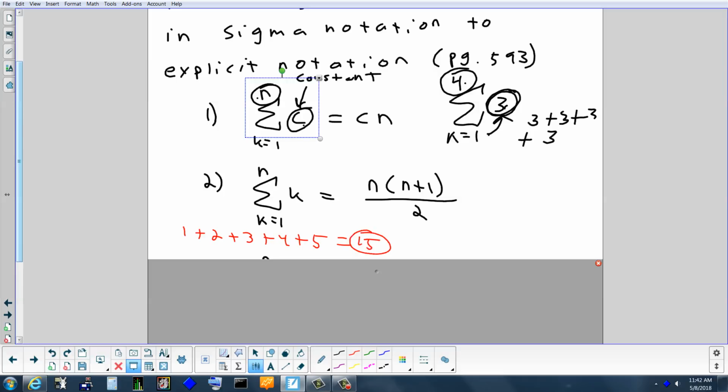Now, let's try the shortcut. Let's plug a 5 in for n. What's 5 plus 1? 6 times 5? 30 divided by 2? 15. So now, if you wanted me to add up, say, the first 20 integers, I'm not going to add up 1 plus 2 plus 3 all the way up to 20. I'm just going to say 21 times 20 divided by 2. Whatever that is, that's what I would get if I added up the first 20 numbers in a row. Okay? So it's a nice shortcut.